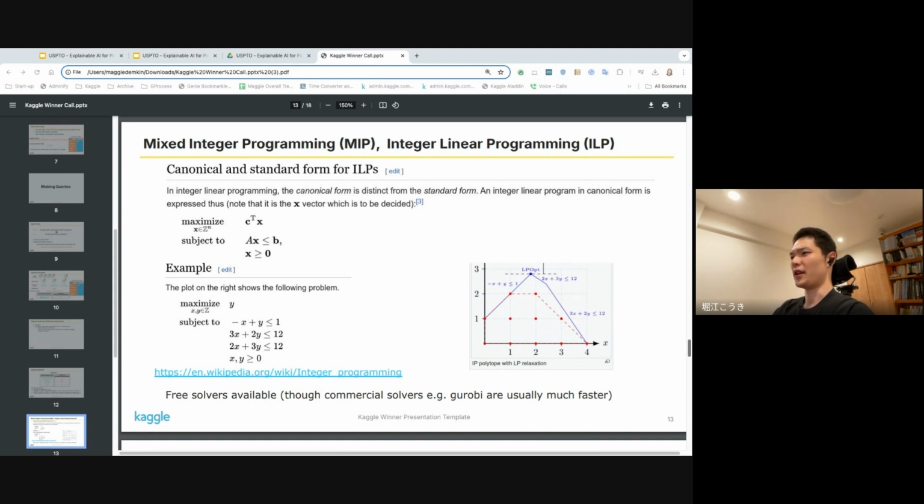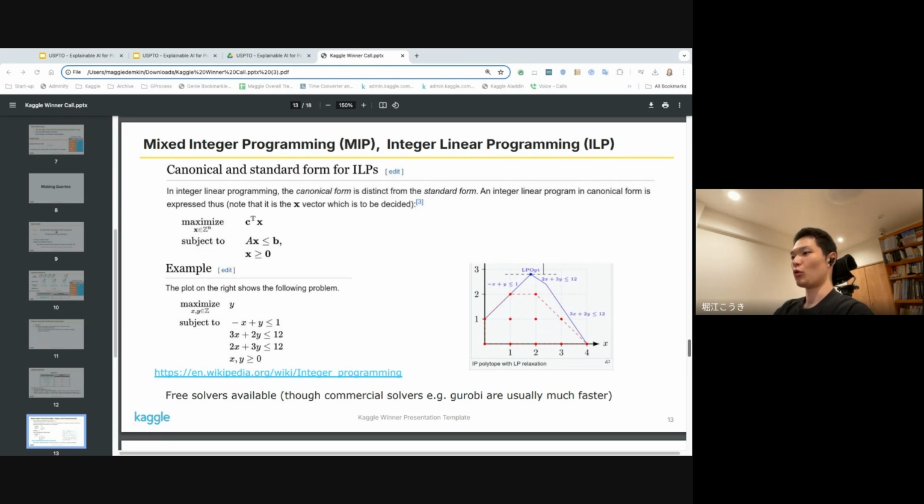But there is a constraint on x that all the elements of x are bigger than or equal to 0, and another constraint that Ax is smaller than or equal to b, where A is a matrix, not a vector, and b is a vector. I know it's quite difficult to understand this at first, so I added an example, also taken from Wikipedia. Here, vector x on the top is two-dimensional, and the elements are denoted here as small x and small y. You want to maximize y under the constraints below.